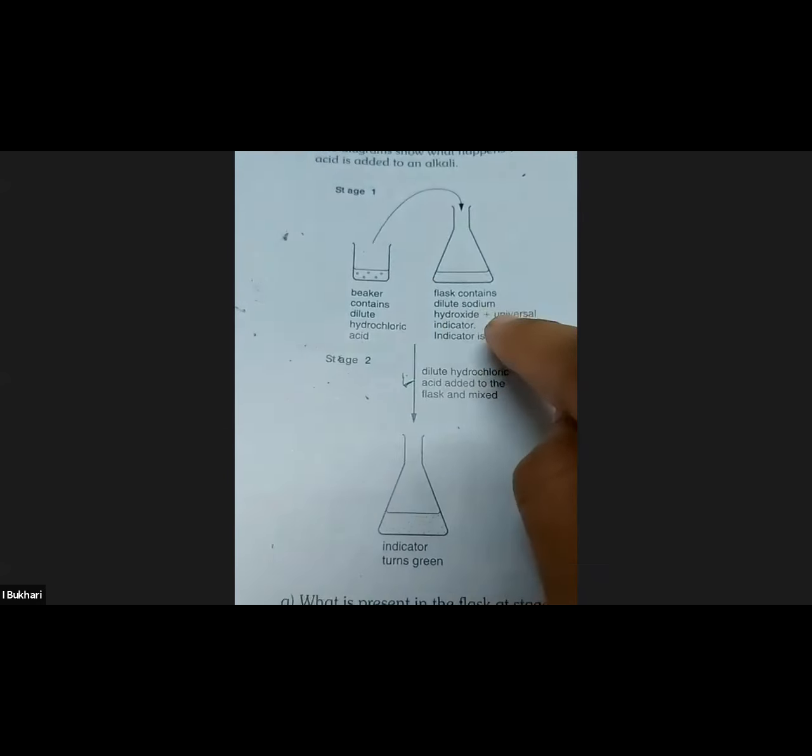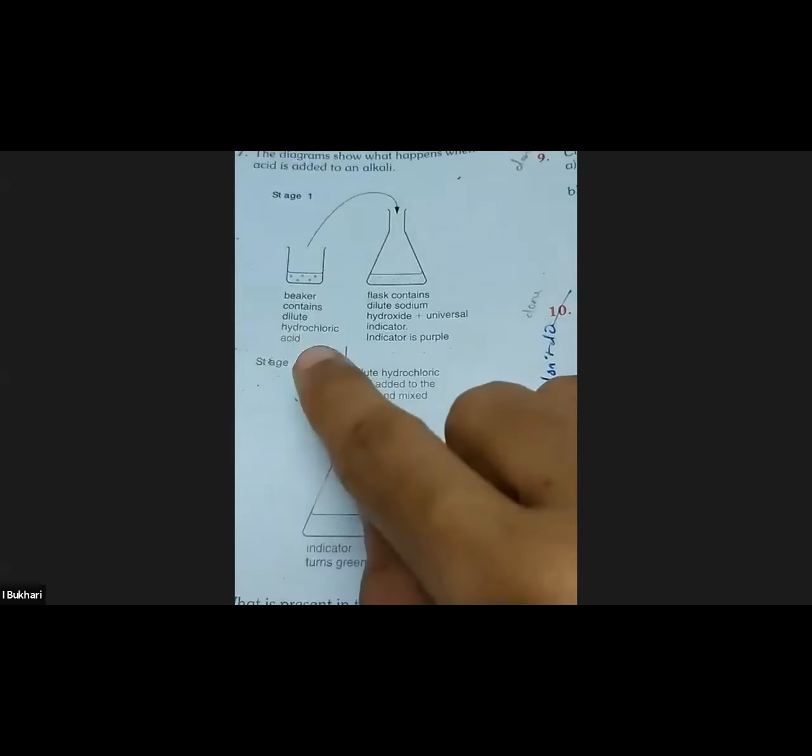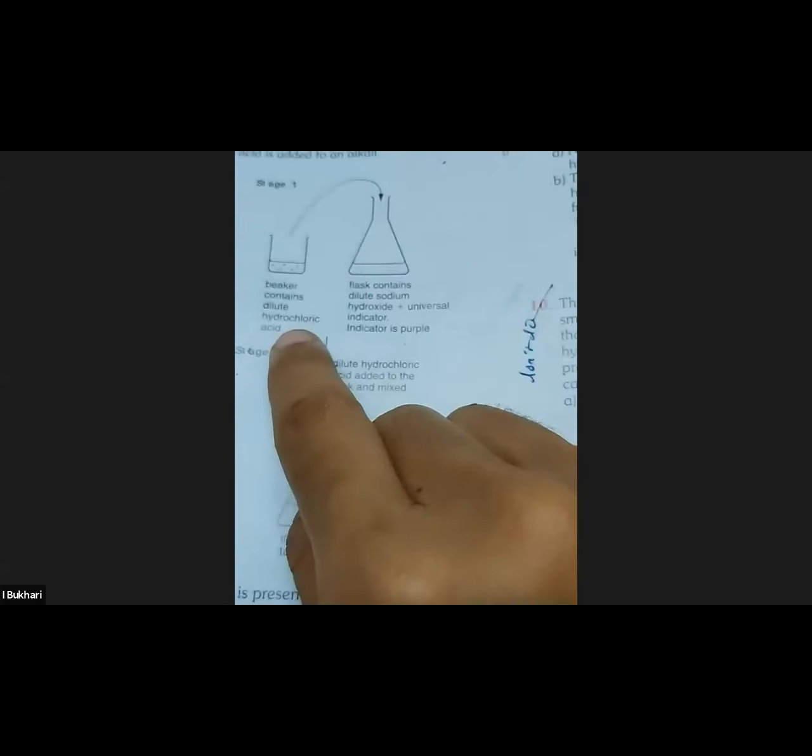So you had dilute hydrochloric acid, you add it into sodium hydroxide, okay? So what will you get? Yes, Hassan, good job. So sodium from the alkali and chloride from the acid. So sodium chloride. Good job, Hassan. And I hope Wajia also knows this.